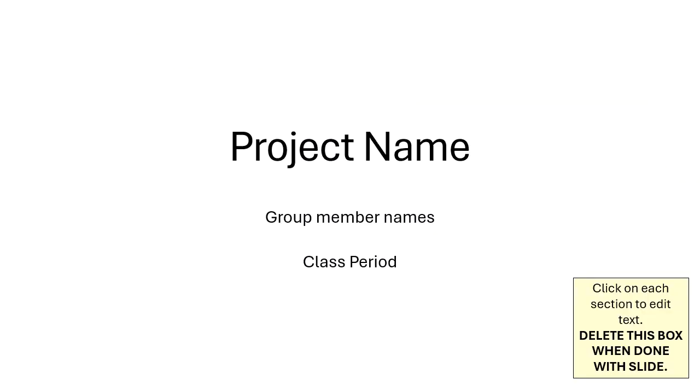So after you delete those instructional slides, this will be your first slide in your presentation. So you'll have your project name, you'll have the group member names, and you'll have your class period. And in the bottom right hand corner in yellow, again, the yellow highlight stuff tells you you're going to delete something. It says that you're going to click on each section to edit the text, and then you'll delete this box when you're done updating your slide.